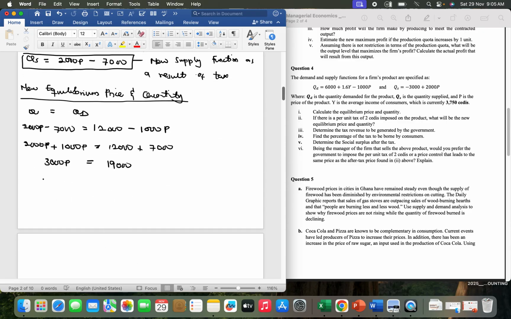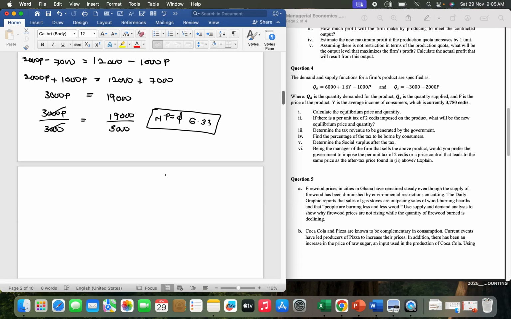Since I'm finding P, I will divide both sides by the coefficient of P, which is 3,000. Let me add an N to make it the new price. So the new price is 6.33. This is our new equilibrium price.